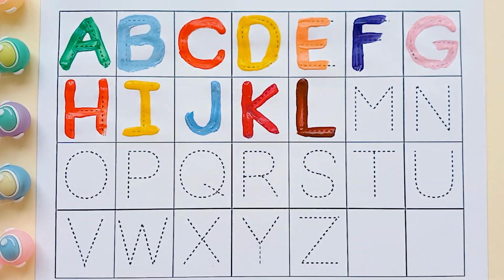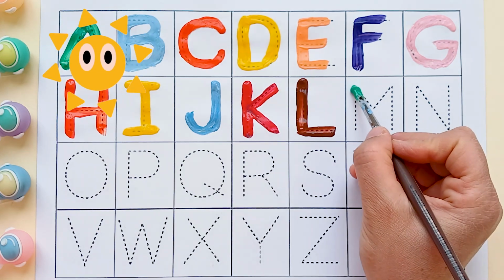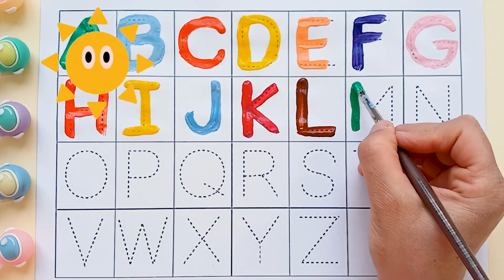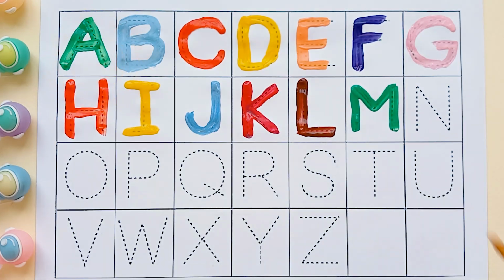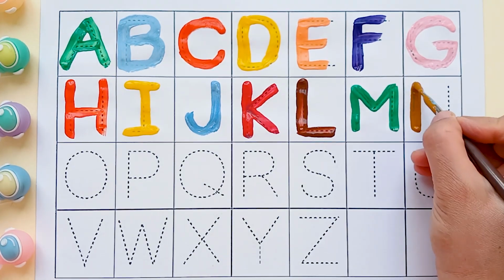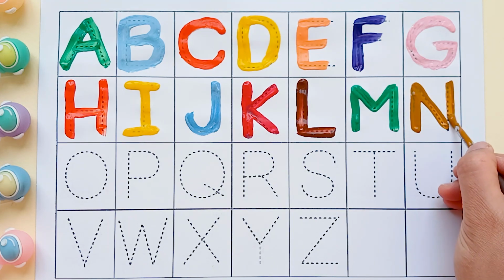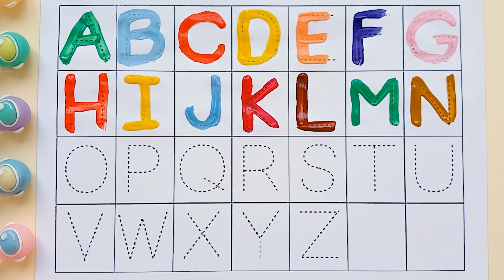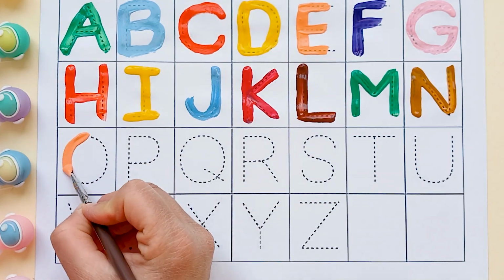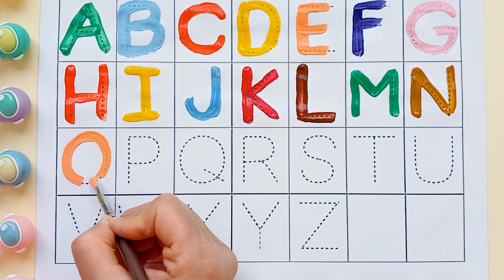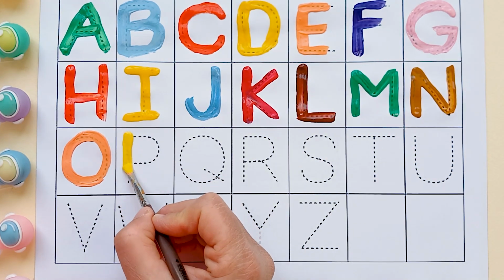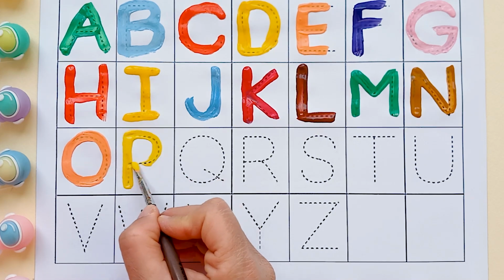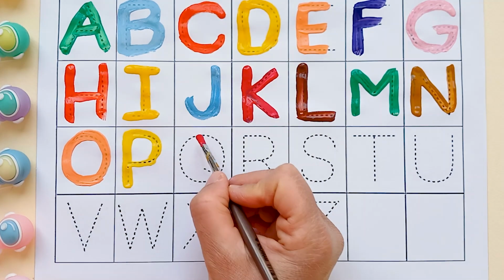L for leaf. Green color. M for monkey. Brown color. N for nose. Skin color. O for octopus. Yellow color. P for pig. Red color.